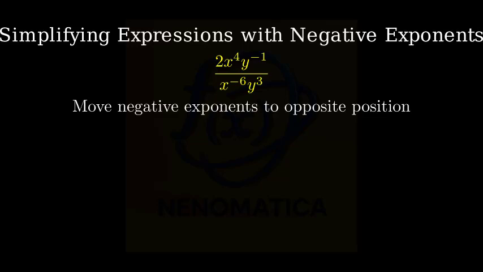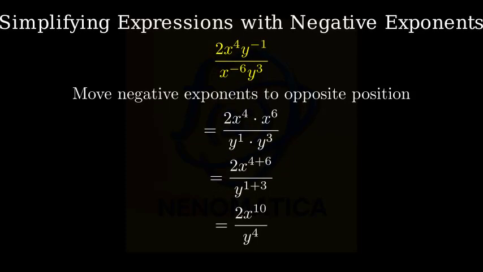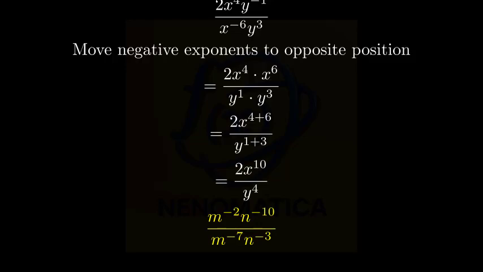First, we'll rewrite the expression to move all negative exponents from the numerator to the denominator and vice versa. For y to the negative 1 in the numerator, we move it to the denominator as y to the positive 1. For x to the negative 6 in the denominator, we move it to the numerator as x to the positive 6. Now we can simplify by adding the exponents of like terms. In the numerator, we have x to the fourth times x to the sixth, which equals x to the 10th. Let's move to our second example.